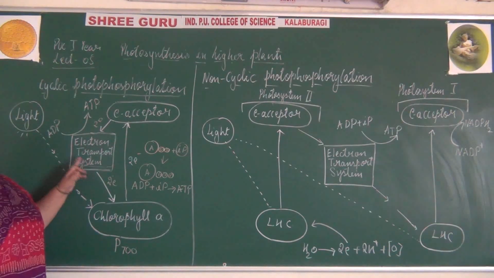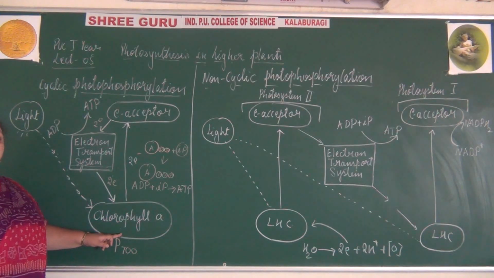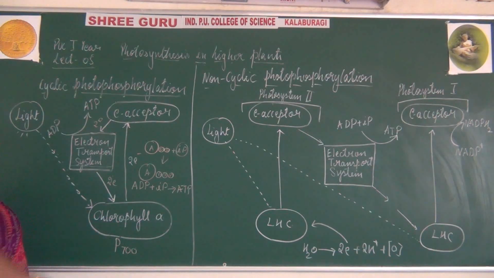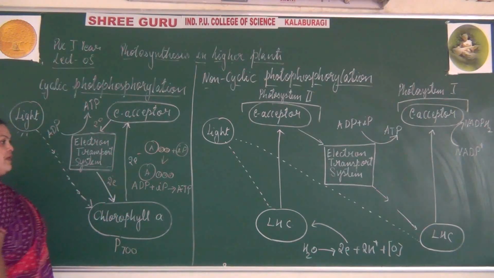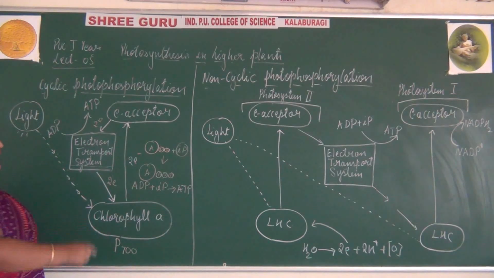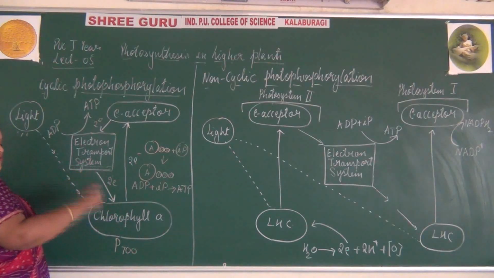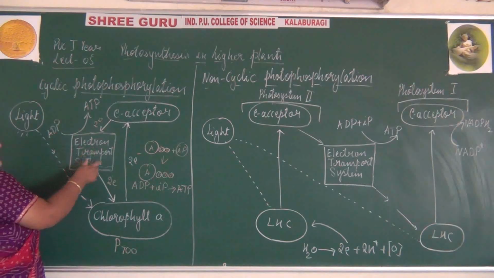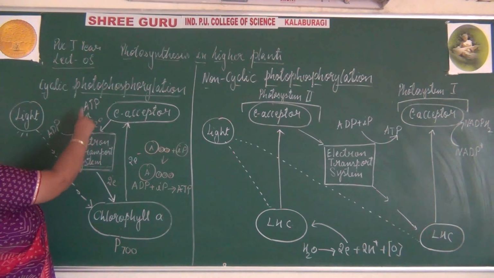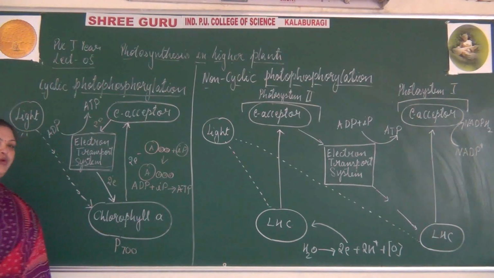And from the electron transport system, the electrons reach back to photosystem 1. So in this process, there is cyclic movement of the electrons and the electrons reach back to the photosystem. So this process is called cyclic. During all this process, there is synthesis of ATP molecules.